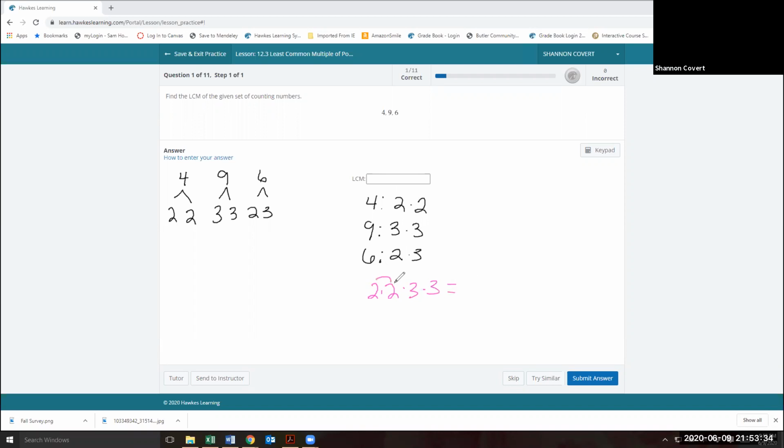2 times 2 is 4. 4 times 3 is 12. 12 times 3 is 36. So the least common multiple of 4, 9, and 6 is 36.